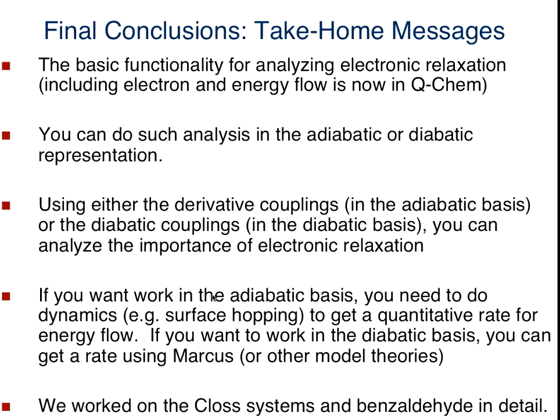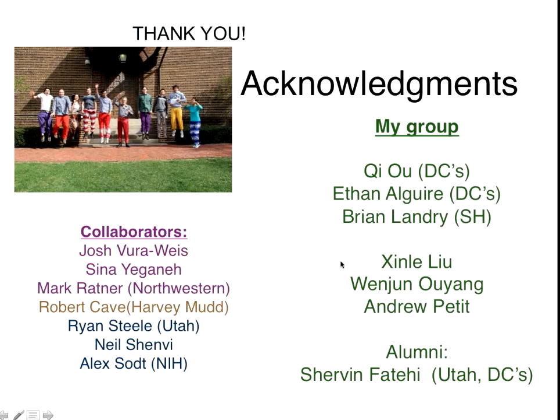If you want to get rates out, not just trends, you actually want to get real rates, then you really have to do something dynamical and go beyond the numbers I'm giving you here. So either you have to use surface hopping, which would tell you how to do ab initio dynamics on the fly, which you can do in Q-Chem. Or if you want to work in the diabatic basis, you really need to use a rate expression, and there are many of them out there. Consult your local dynamicist, but there's Marcus theory, the adiabatic version of Marcus theory, the non-adiabatic version of Marcus theory, Redfield theory. There are so many of these theories. You can build a model Hamiltonian pretty straightforwardly once you have these couplings that are available in Q-Chem. And what I've shown you is how things work for the claw system and for benzaldehyde in detail.